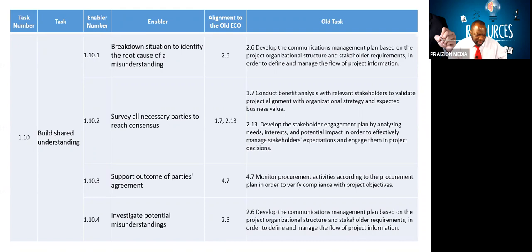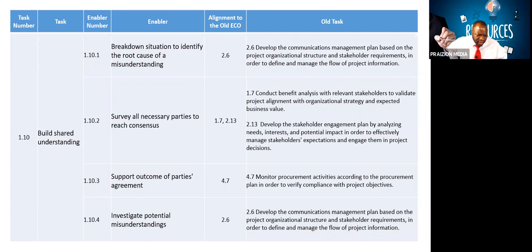How do we survey parties to reach consensus? We conduct a benefit analysis early in the project, that's in initiating. But if we're beyond that, we develop a stakeholder engagement plan by analyzing needs, interests, and potential impact to effectively manage stakeholders' expectations and engage them in project decisions. Third one here, support outcome of all parties.